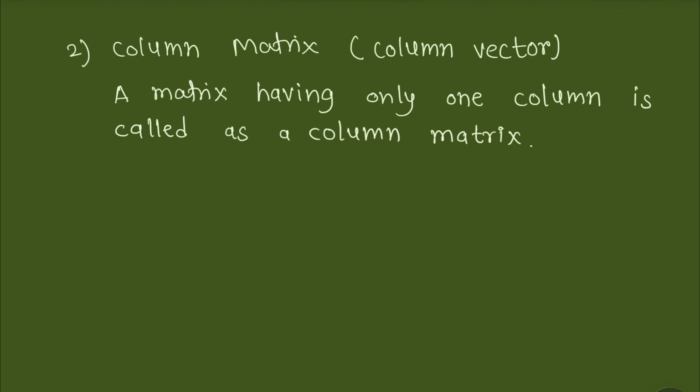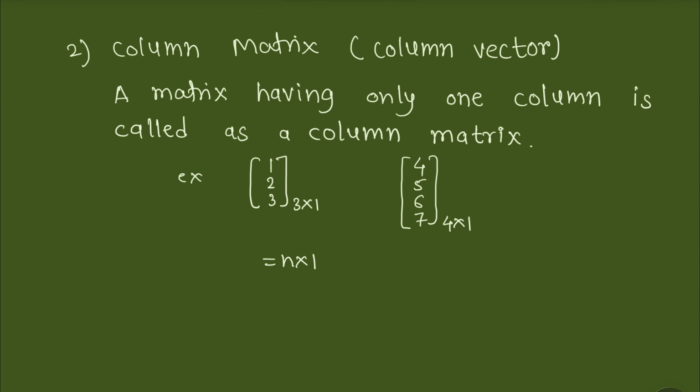Column matrix or column vector. A matrix having only one column is called a column matrix. For example, 1, 2, 3 is a matrix with order 3 cross 1, and 4, 5, 6, 7 is a matrix with order 4 cross 1. These are column matrices. A column matrix has the order n cross 1, where n is greater than or equal to 1.